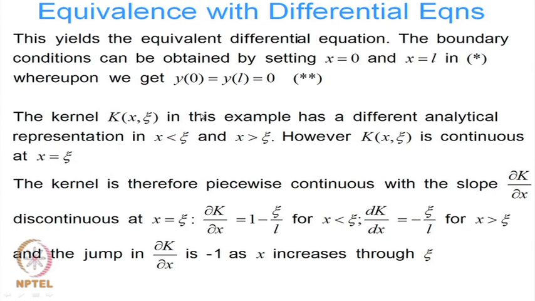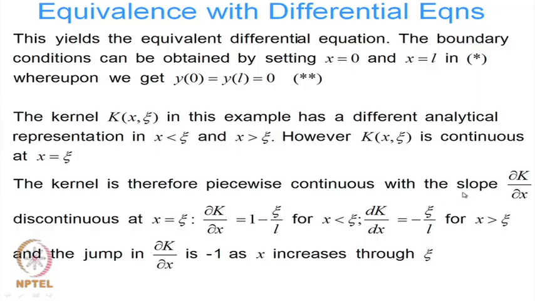Now, as I mentioned, the kernel in this example has two branches, right. It has a different analytical representation when x is less than xi and when x is greater than xi. However, as I also mentioned, it is continuous at x equal to xi, so no problems at all. However, there is a discontinuity in the slope, obviously. It is represented by a certain function in a certain range, and in the adjacent range by a different function. In this case it has a discontinuity in the slope.